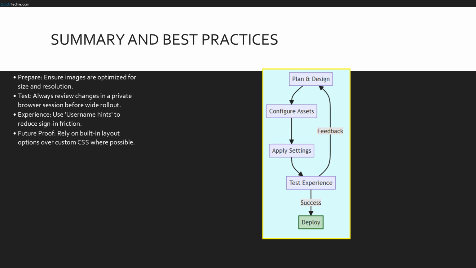Our final diagram depicts the life cycle of branding management. It starts with plan and design, where you define your look. You move to configure assets, where you upload files. Then you apply settings in the portal. The crucial step is test experience. If issues arise, the feedback loop sends you back to planning. If the test is successful, you move to the final deploy state. This cycle ensures your branding remains high quality and functional.